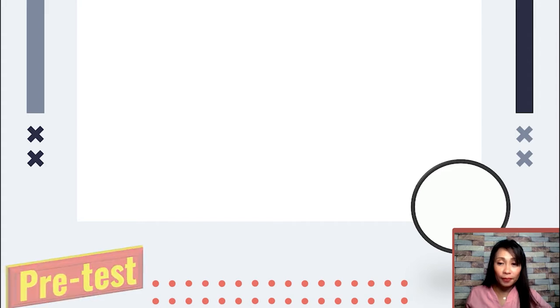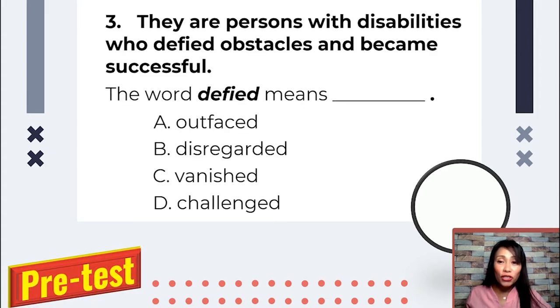Question number 3. They are persons with disabilities who defied the obstacles and became successful. The word defied means A. Outfaced, B. Disregarded, C. Vanished, or D. Challenged. The answer is letter A, outfaced.